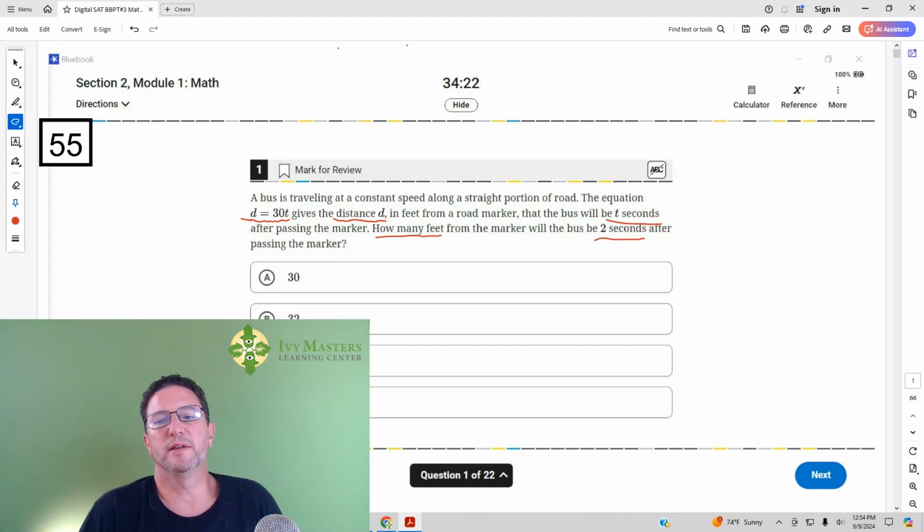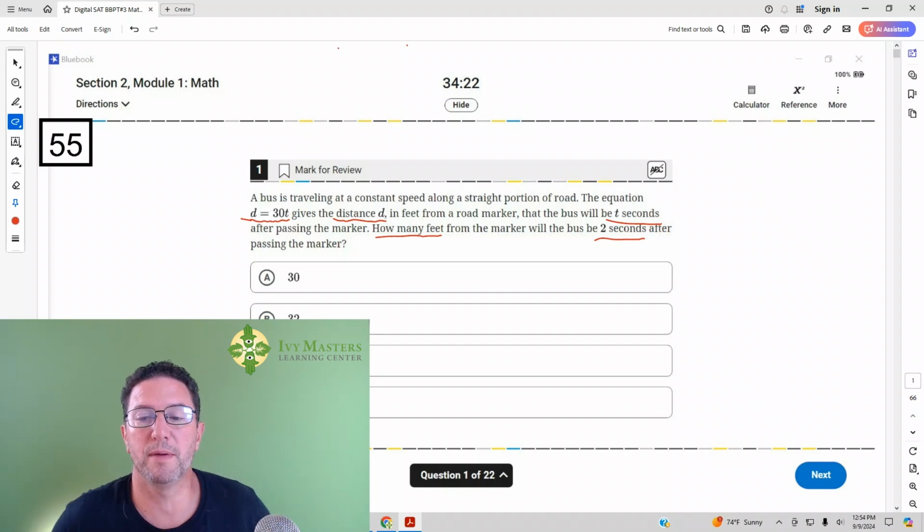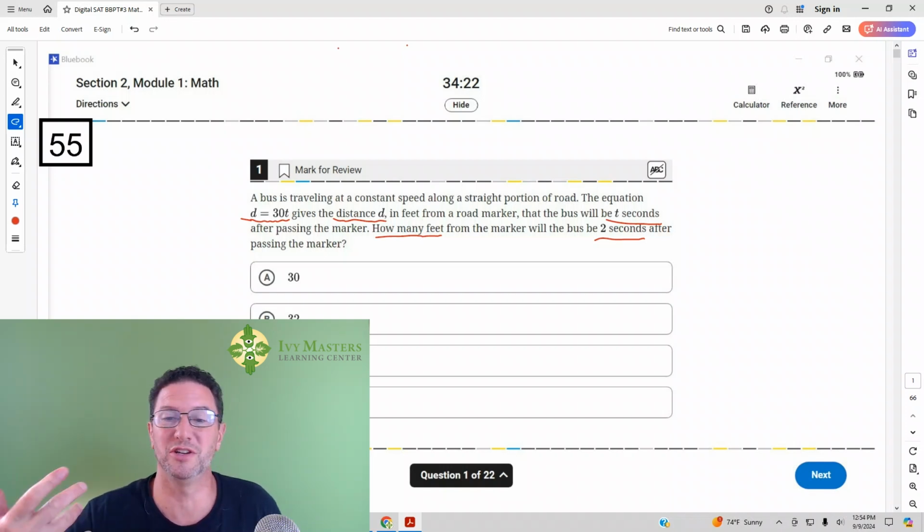Notice what I underlined. And granted, you're not going to be able to underline, and apparently the highlight feature is not working on the Bluebook app, but it may be by the time you see this video. These are the things you want to pay attention to. The equation, what the variables stand for, what the question's asking, and the information that's associated with numbers.